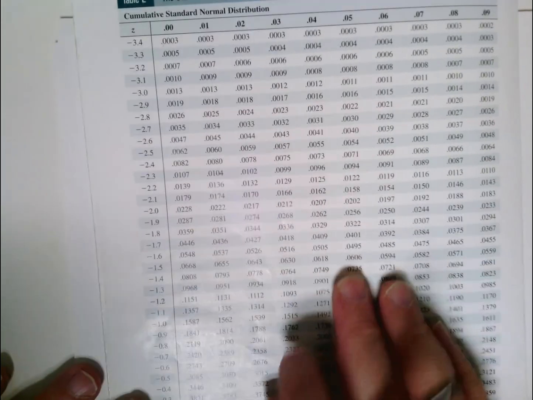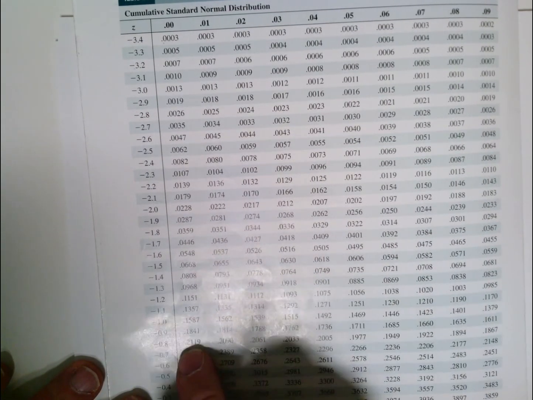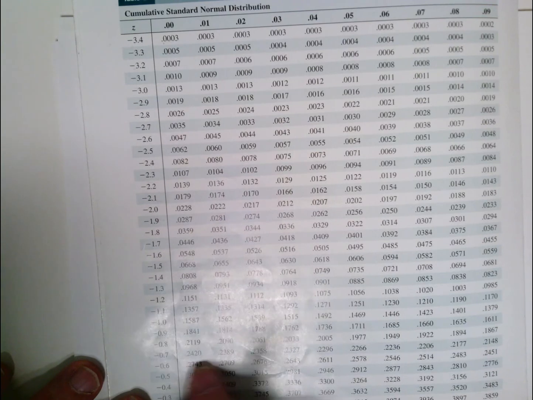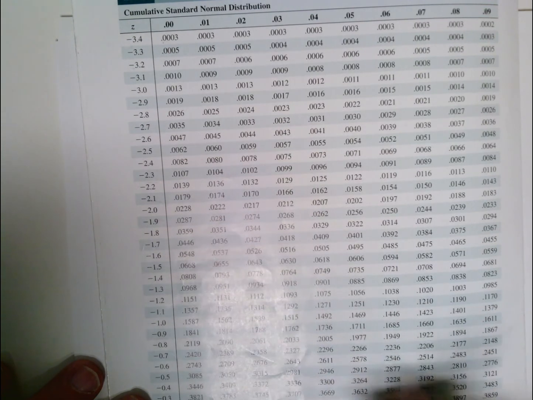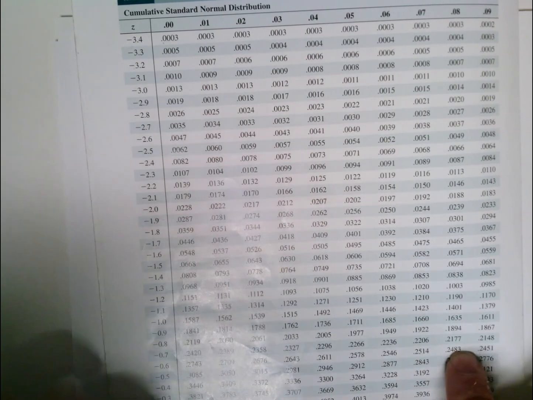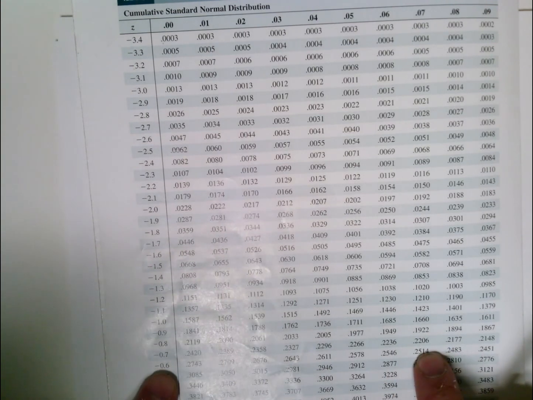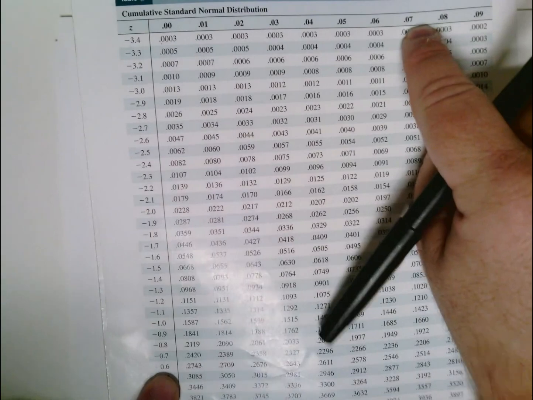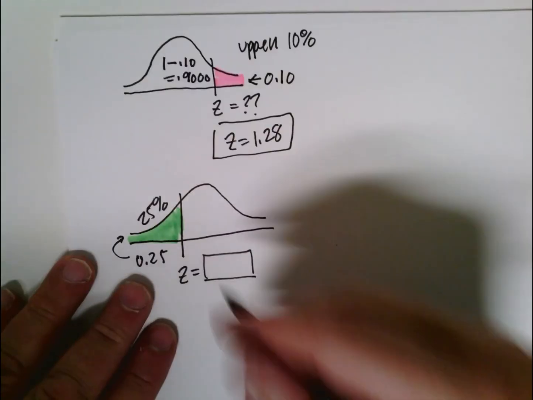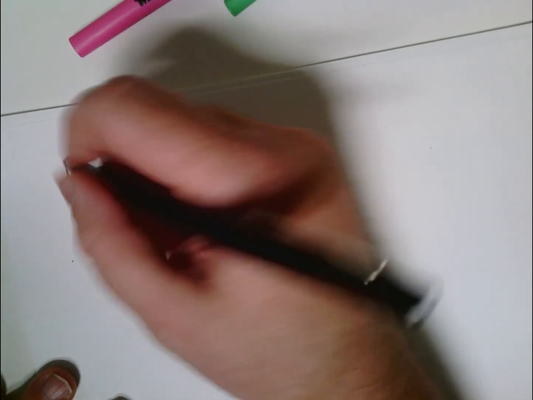So if I go to the one that's closest to 0.25, let's see, 0.1, 0.4, 0.7. So it's in here somewhere. Here's 0.2483, 0.2514. Let's see, that's 17, that's 14. So negative 0.6, we go up to the top, 7. So this would be negative 0.67. Okay? Alright, let's try one more type of example.